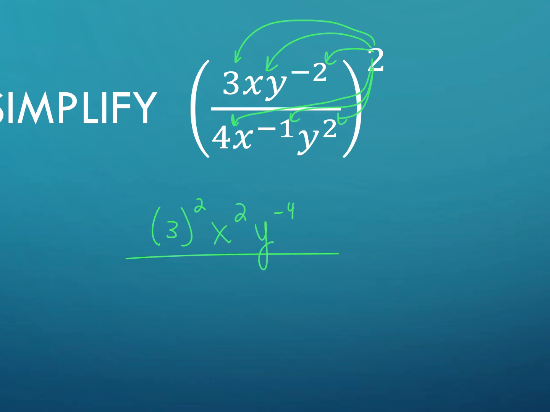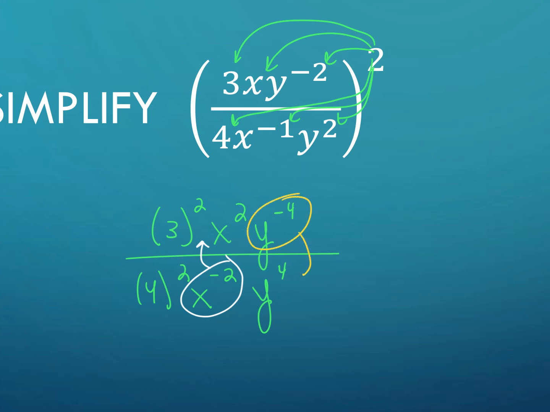-4. Perfect. Then I have 4 squared, x to the -2, y to the 4th. I personally don't like to deal with negative exponents. You guys can do this however you'd like. If you'd like to say -4 -4 and then do all that, that's fine. I personally like to say, I just want to move this where? To the numerator. And I want to move this where? To the denominator. I'm going to go ahead and do that first. It just makes things easier for me.